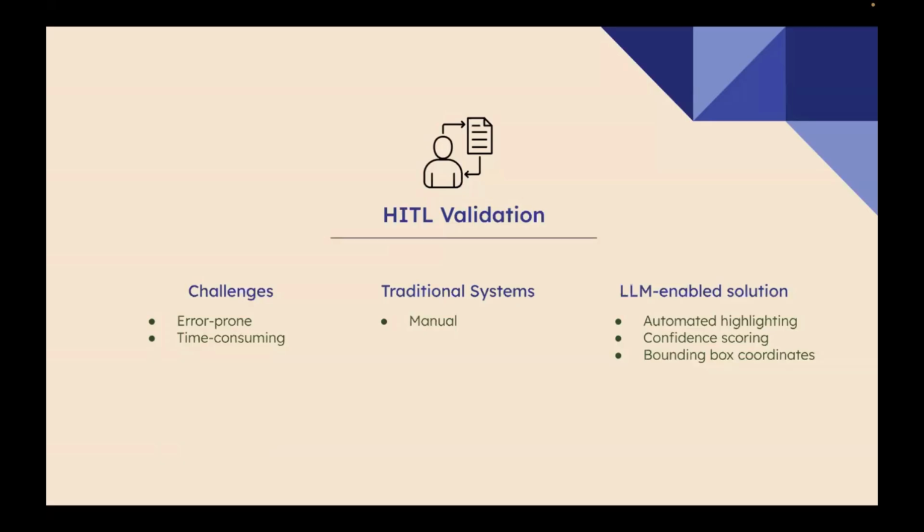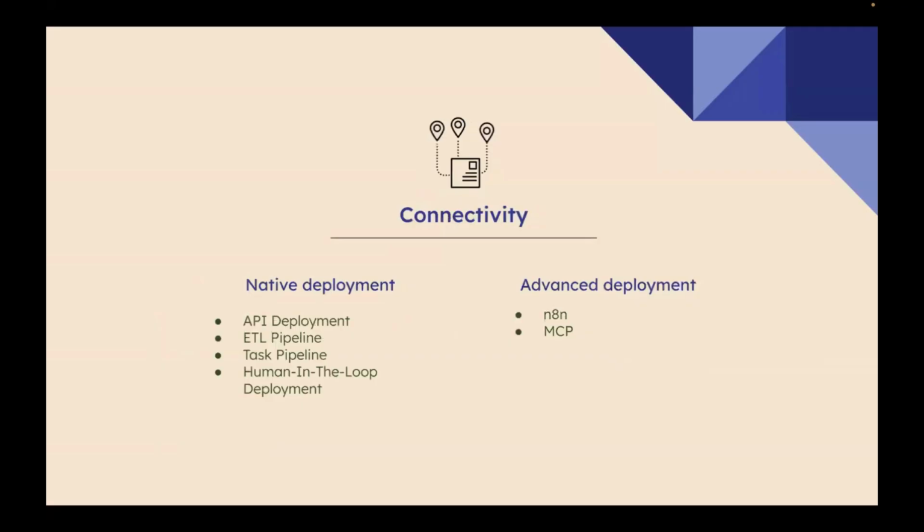Finally, once the human reviews the extracted data, it moves for downstream operations. For that, you may want to connect with various destinations. It could be an application, a database, or a file system. We support a couple of native deployments within the platform itself that you can make use of. Once you create your project for document extraction, you can deploy it as an API, as an ETL pipeline if you're looking to push your data into a database or a data warehouse, or as a task pipeline if you're looking to push your data into a file system. We also support human-in-the-loop deployment.